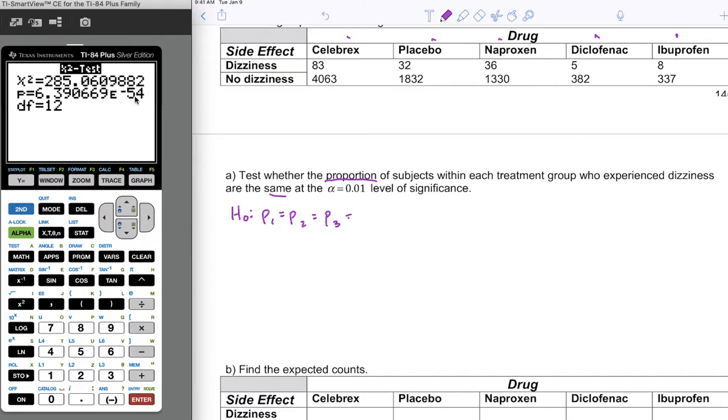P1 equals P2 equals P3 equals P4 equals P5. And then for your alternative, you're going to say at least one population proportion is different from the others. And you really need to say it this way. It's the minimum for not all 5 being equal, is at least one is different. So 4 could be equal, but 1 could be different, and that would violate H naught. At least one population proportion is different from the others.